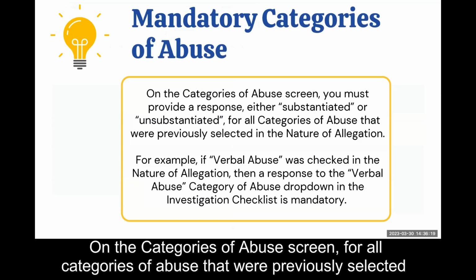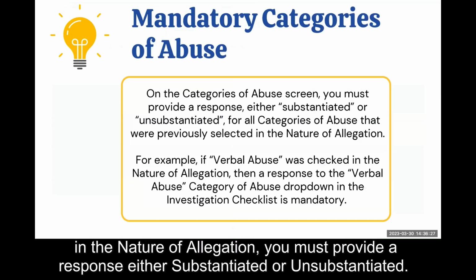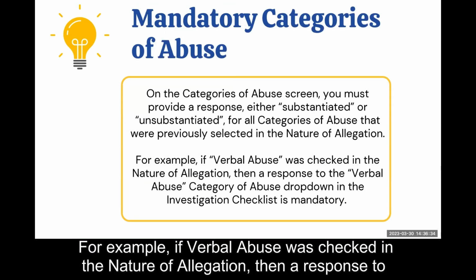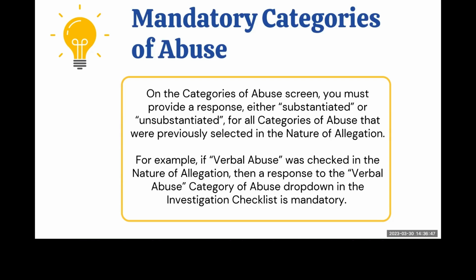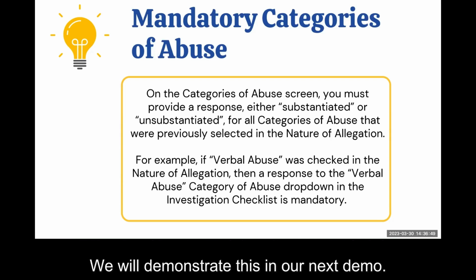On the Categories of Abuse screen, for all categories of abuse that were previously selected in the nature of allegation, you must provide a response, either substantiated or unsubstantiated. For example, if verbal abuse was checked in the nature of allegation, then a response to the verbal abuse category of abuse dropdown in the investigation checklist is mandatory. We will demonstrate this in our next demo.